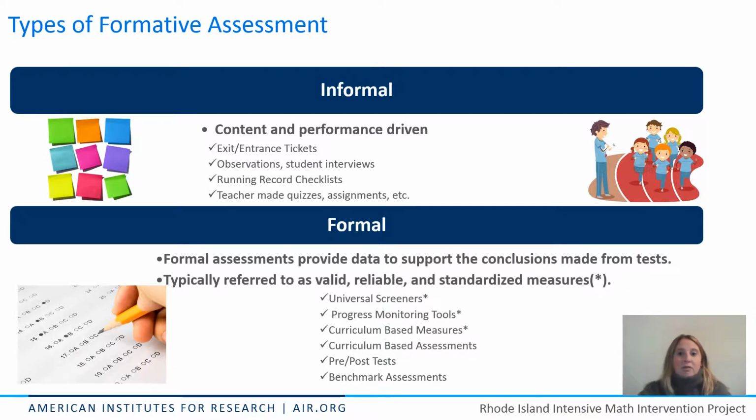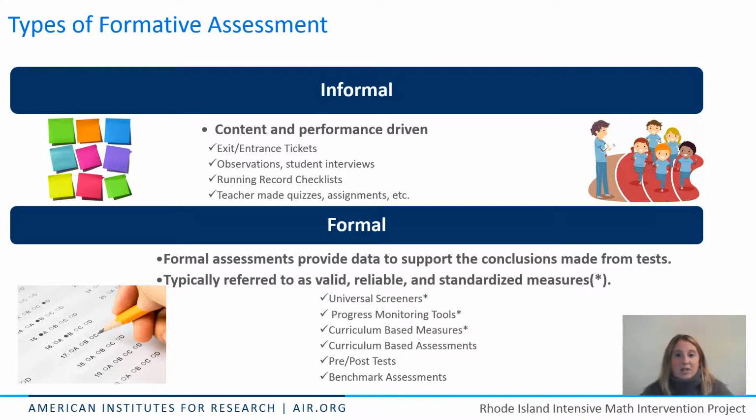The formal, valid, reliable, and standardized assessments have been tried before on students and have outcomes that support the conclusions that when a student is responding or performing well on the assessment, they are not at risk, and that students performing below certain cut scores or points on the assessment are at risk. Scores such as percentiles, stanines, or standard scores are commonly received as part of this type of formal assessment.